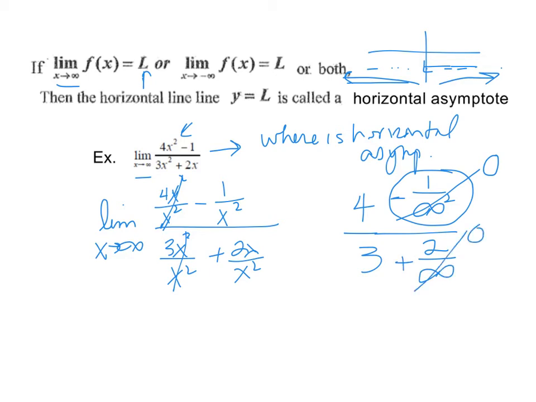So the limit as x approaches infinity of this function is 4/3. And so what that's saying is that there's a horizontal asymptote at y equals 4/3.